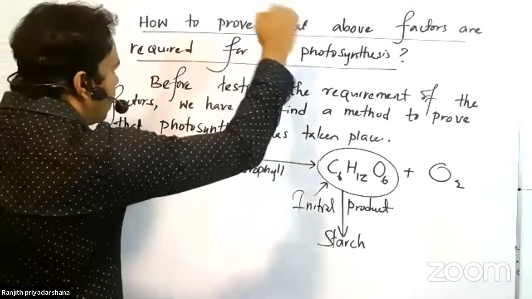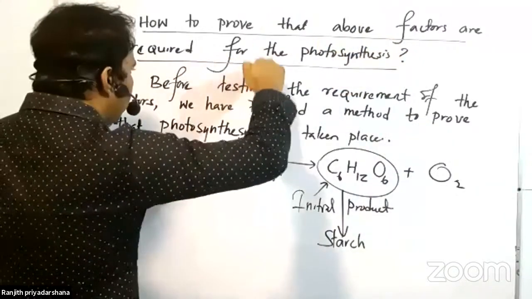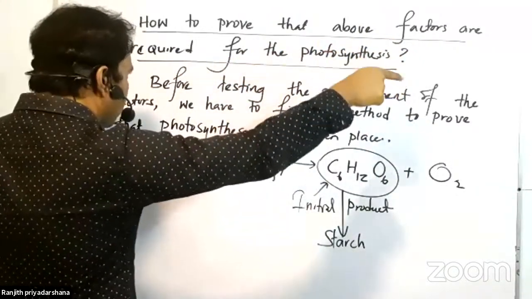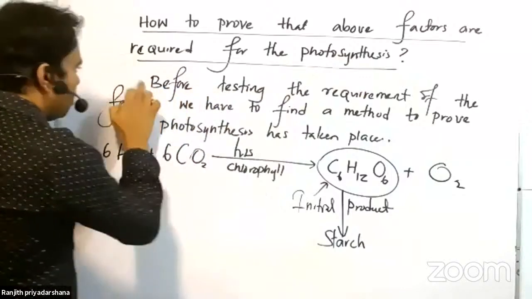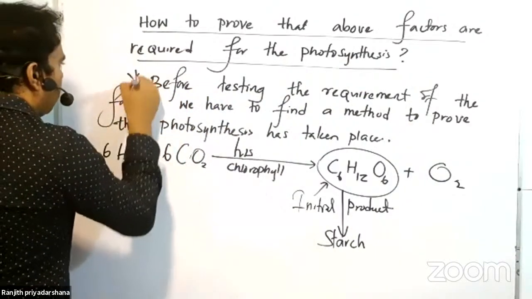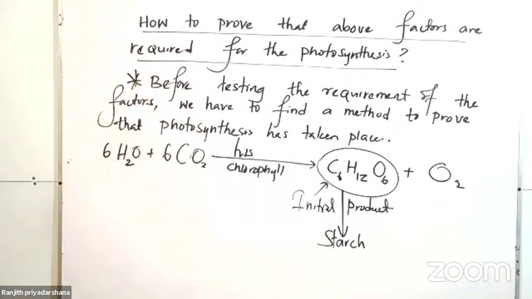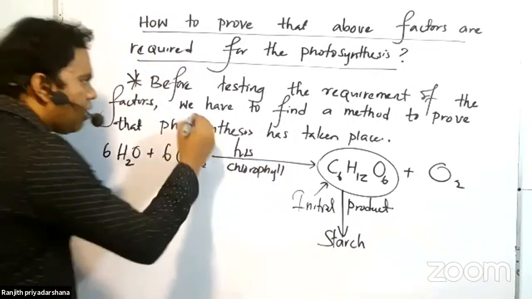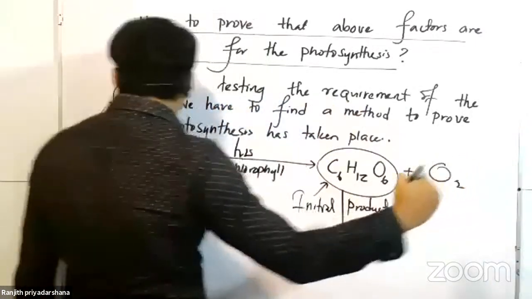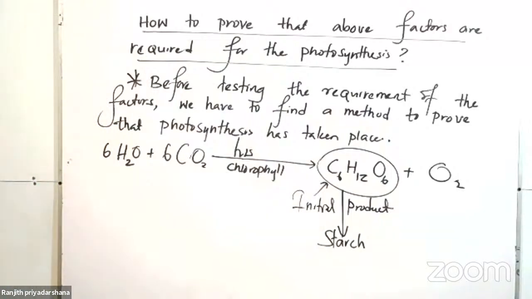How to prove that the above factors are required for photosynthesis. That's the topic. Next, before testing the requirements of the factors, we have to find a method to prove that photosynthesis has taken place.